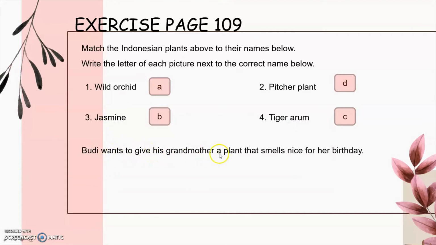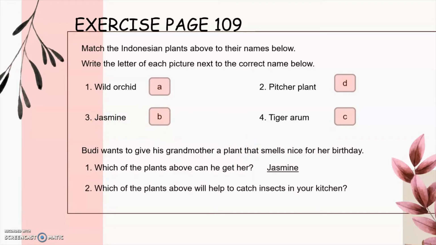Buddy wants to give his grandmother a plant that smells nice for her birthday. Number 1. Which of the plants above can he get her? Nah, okay, good job, jasmine. And then number 2, which of the plants above will help to catch insects in your kitchen? Good. Pitcher plants. Okay, next.